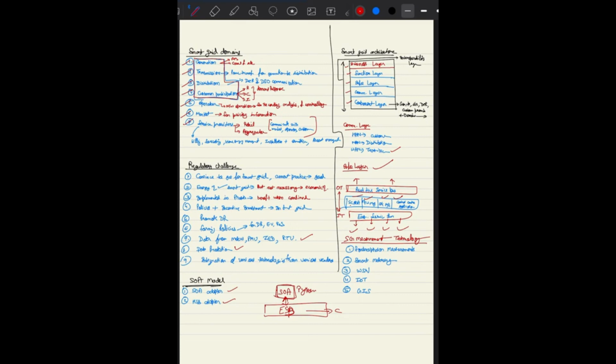For the smart grid model for information exchange, IEC 62357 is used, which is used for application to application or business to business communication.